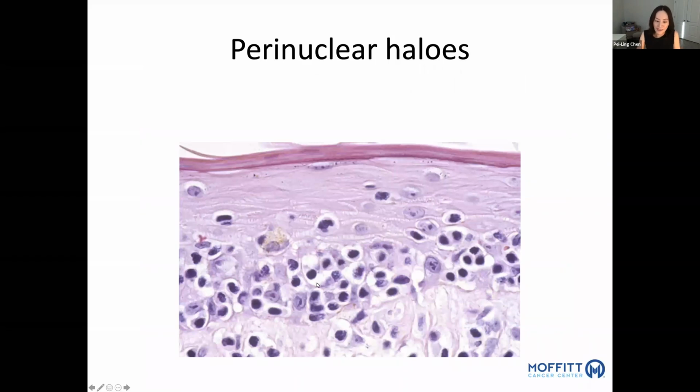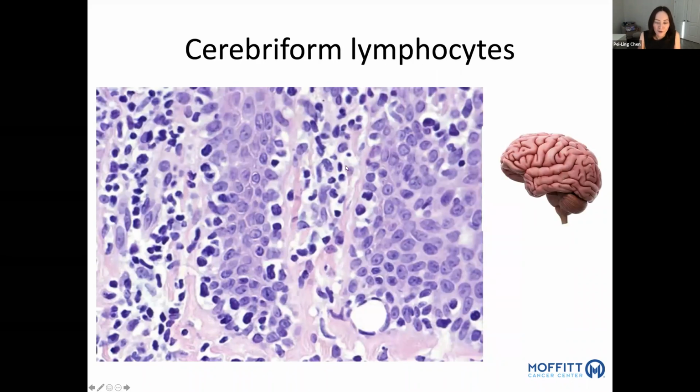Higher power, we see these are, again, malignant T cells, with a perinuclear halo, these rings of emptiness around the nuclei. Perinuclear halo is another sign. And if you look at these malignant T cells, instead of a very kosher, benign, small looking T cell, you see these are irregularly shaped, kind of spindled. You don't see a smooth border, and there are hyperchromatic nuclei. So these are features that I consider cytologic atypia. And we call these cerebriform lymphocytes because they look kind of like the brain.